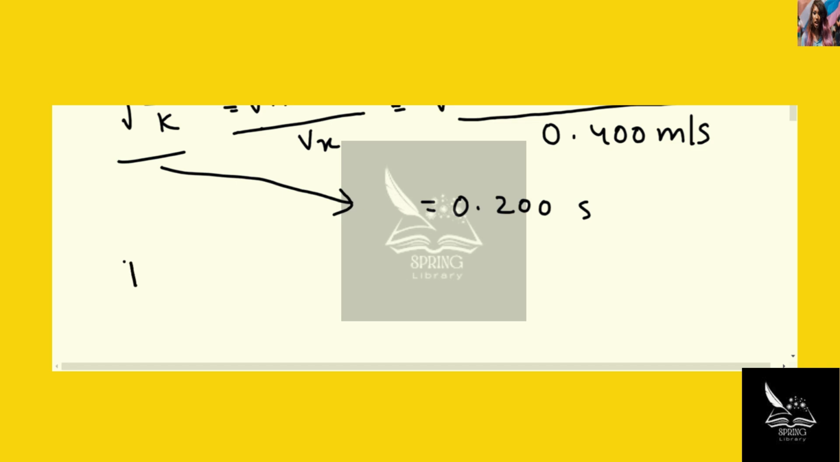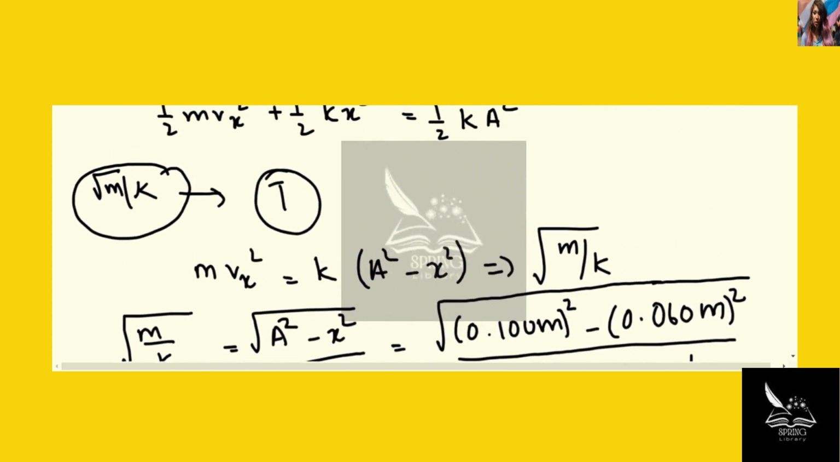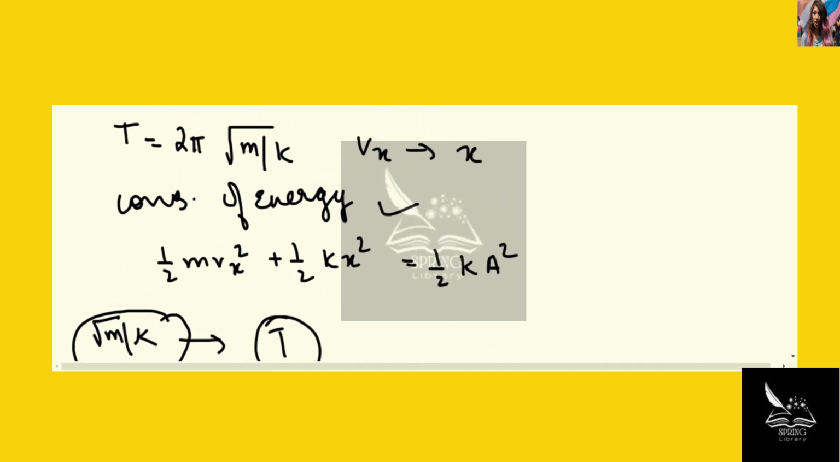Now that we have found √(m/k), we can find T, that is 2π√(m/k), which is 2π times 0.200 seconds. That will be approximately equal to 1.26 seconds. So this is the answer for the A part of our question.